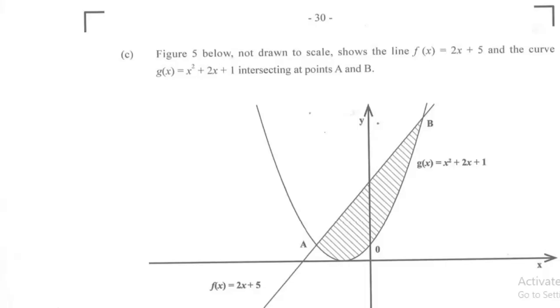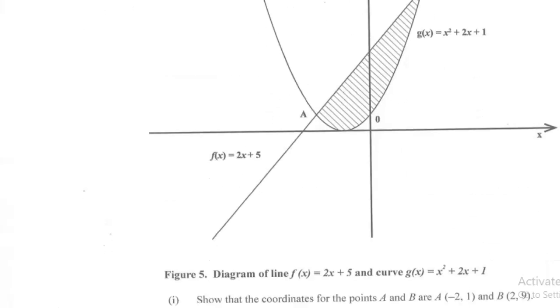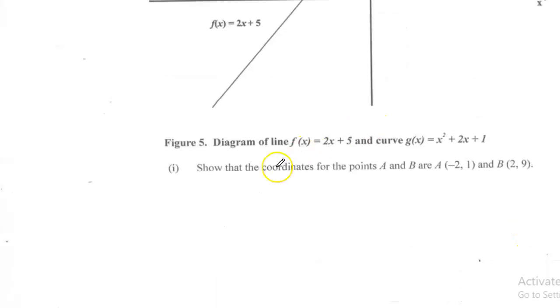Next, figure 5, not drawn to scale, shows a line f(x) equal to x plus 5, and the curve g(x) equal to x squared plus 2x plus 1, intersecting at points A and B. Show that the coordinates of the points A and B are (-2, 1) and (2, 9).